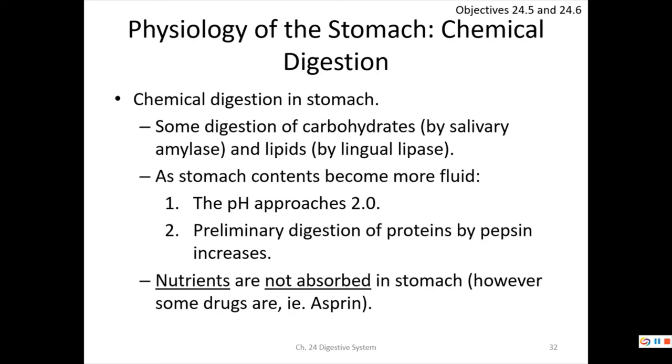Now, we don't absorb nutrients in the stomach, except for things like aspirin, which can get absorbed really quickly because of its solubility. So aspirin is a very fast-acting medication because it can actually enter the bloodstream from the stomach.